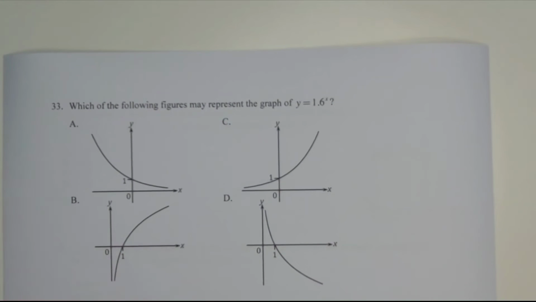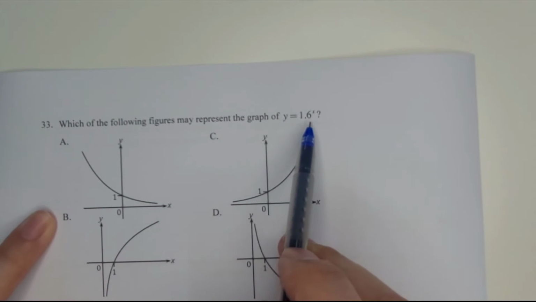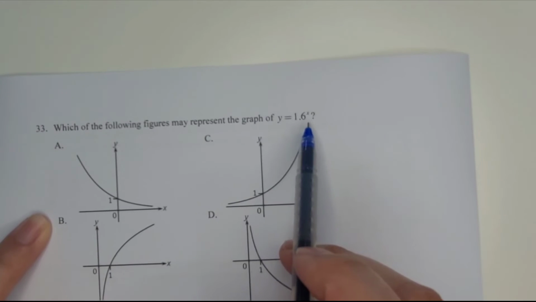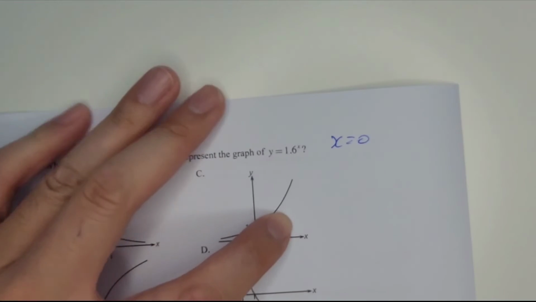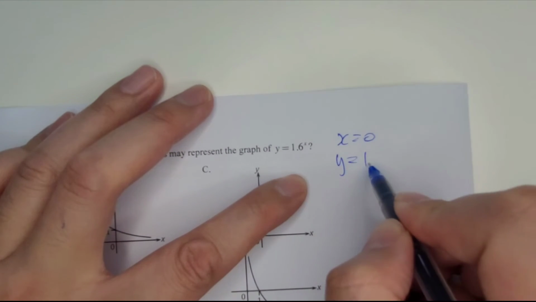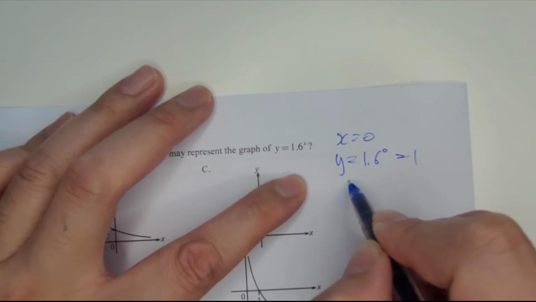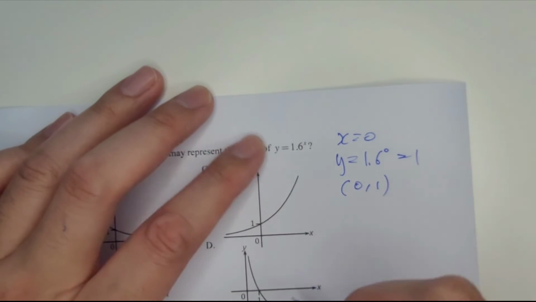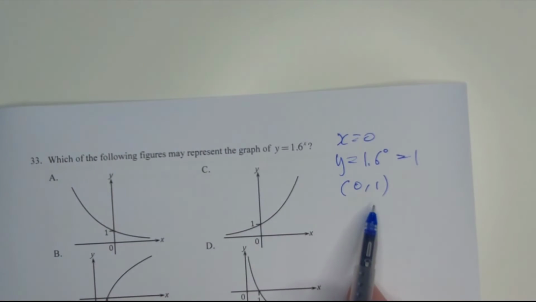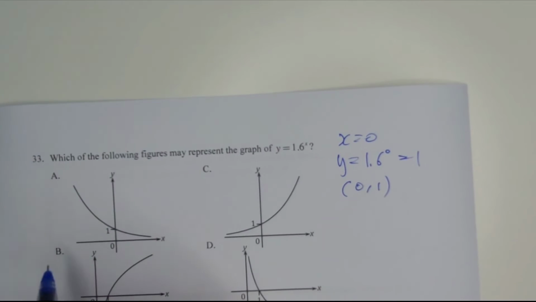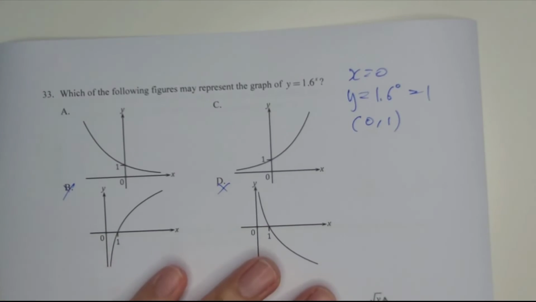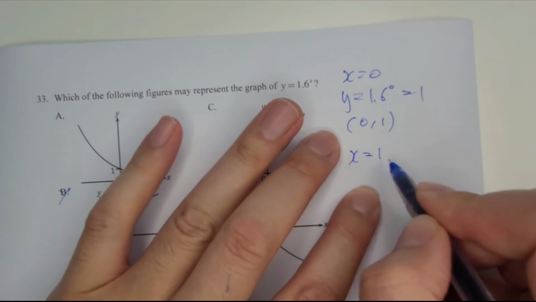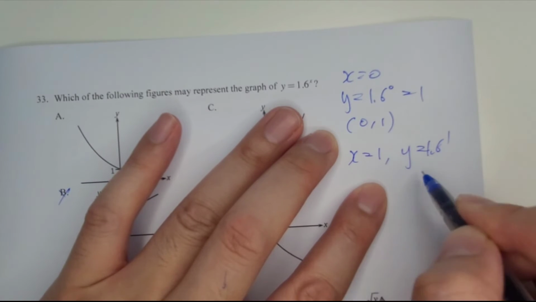And for this one, question number 33, which of the graphs may represent y equals 1.6 to the power x? Okay, when you substitute x equal to 0, what happened? y equals 1.6 to the power 0, that's 1. That means it passes through the point (0, 1). Or you can say the y-intercept is 1. Hence, B and D are not the answer. Now, try another point. When x equals 1, y, of course, is 1.6.